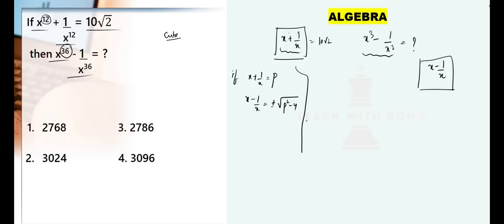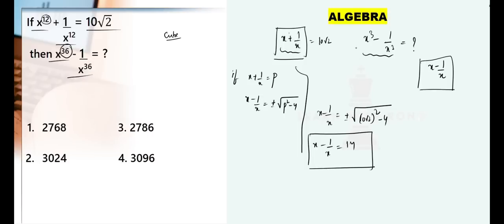So, if I use this formula, x minus 1 by x equals plus or minus square root of, here p how much? 10 root 2, 10 root 2 whole square minus 4. So, x minus 1 by x equals square root of 10 root 2 whole square, 200 minus 4, 196, square root of 196 is 14. So, we got the x minus 1 by x value. Now, we have to find x cube minus 1 by x cube.